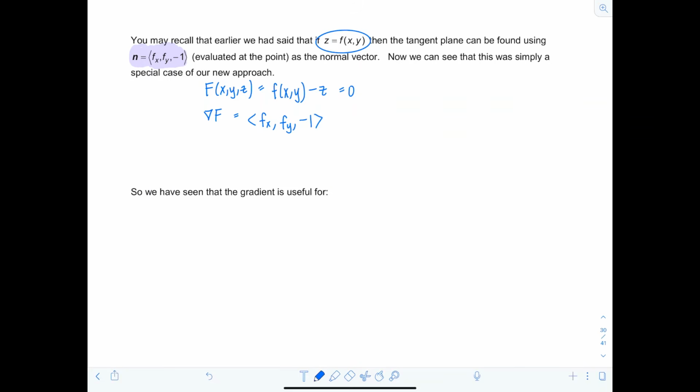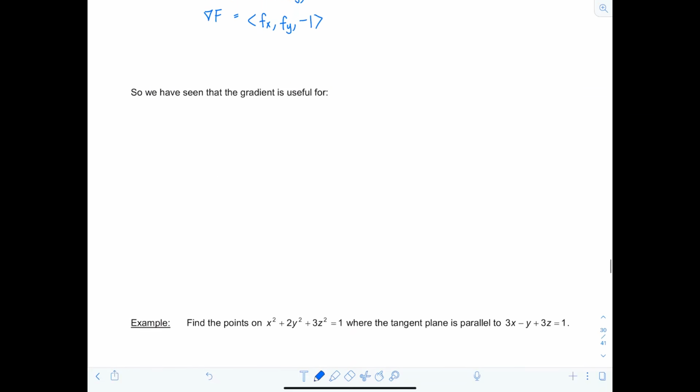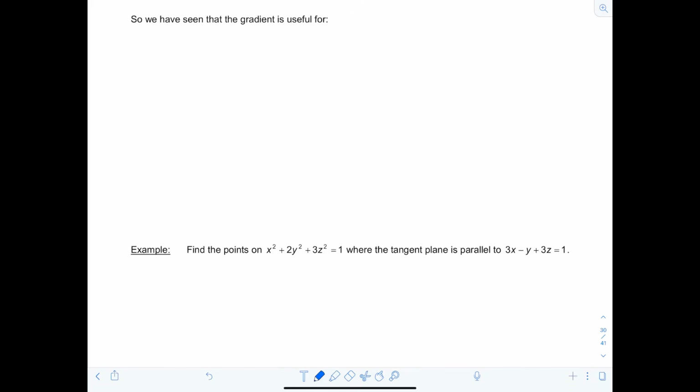So look at this gradient. It has so many uses. Let's just summarize what we've considered so far. The gradient is useful for, well, it gives us the normal vector, right, for a tangent plane. What else? It gives us the direction vector.